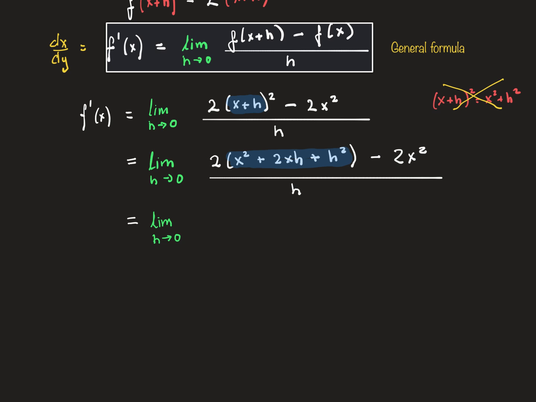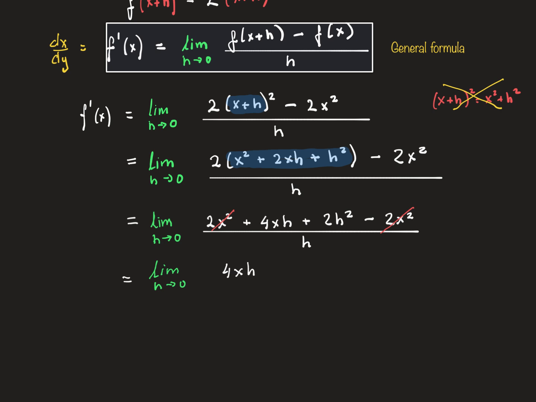Okay, let's continue expanding. So we'll multiply everything by 2. That'll be 2x squared plus 4xh plus 2h squared minus 2x squared, and once again that's all over h. Now we can see that we can cancel out 2x squared here, and we can cancel that 2x squared here. Let's just rewrite this again. We now have just 4xh plus 2h squared over h.